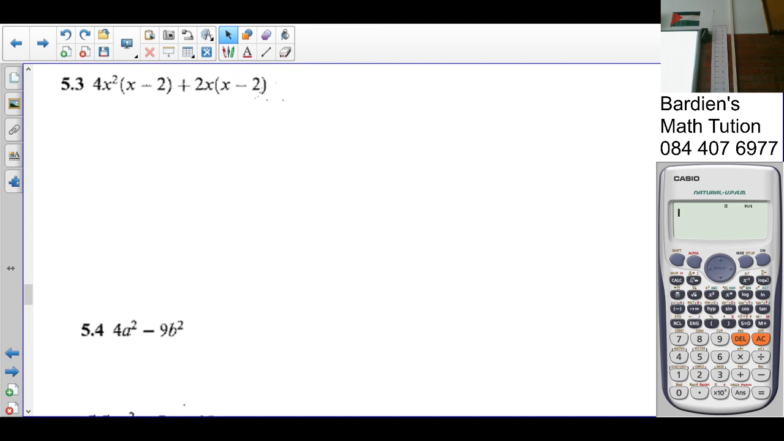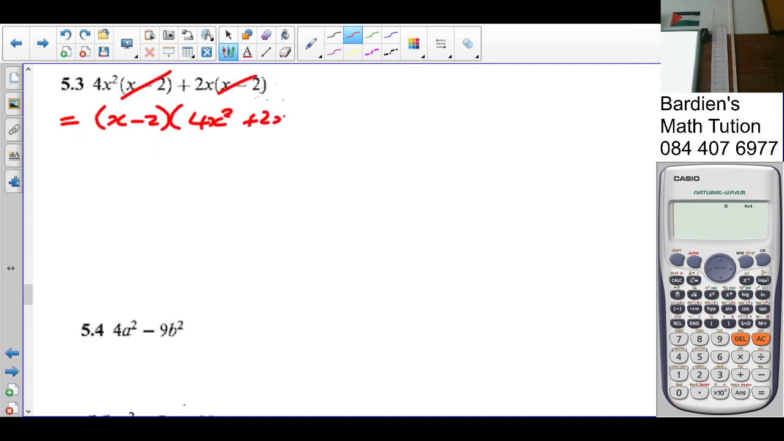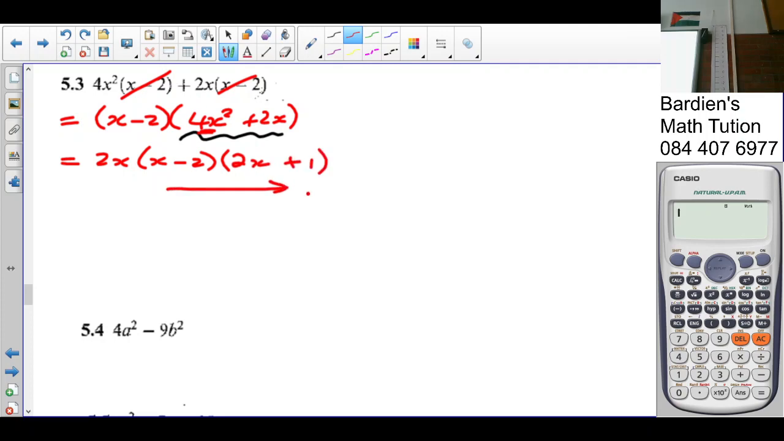How many terms are in 5.3? 2 terms, also known as a binomial. Okay. So what is common in the 2 terms? X minus 2. When I take it out, what am I left with? X squared plus 2. If we look at the second bracket, what do you notice here? What is common here? 2x. You take out 2x as a common factor. What are we left with? 2x times what is 4x squared? 2x. 2x times what is 2x? Okay, you guys understand? Right?